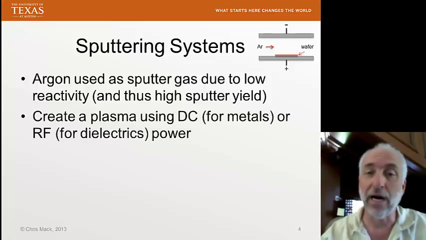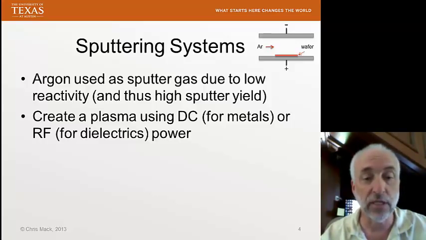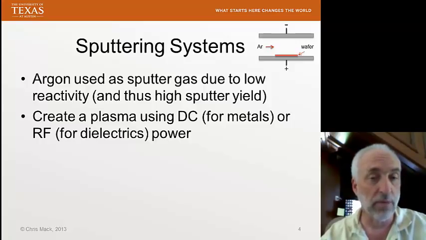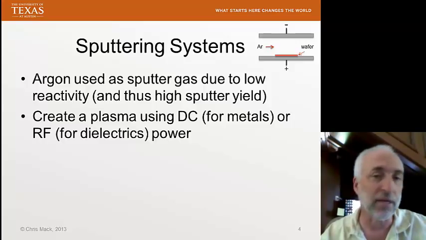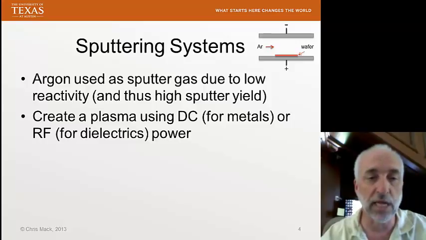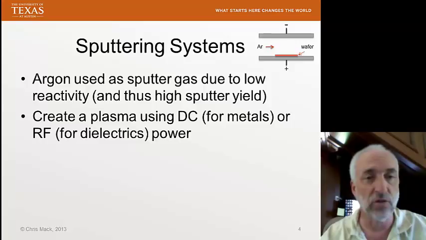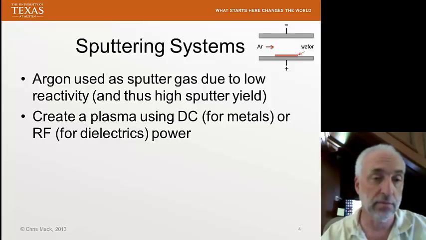Then we're going to ionize this argon and create a plasma. Remember, the definition of a plasma is a gas of ions. So we'll use some power source. It could be DC power, which is preferred for most metal deposition applications, or an RF, radio frequency power source, which turns out to be valuable for dielectrics, and we'll create a plasma, a gas of ionized argon.